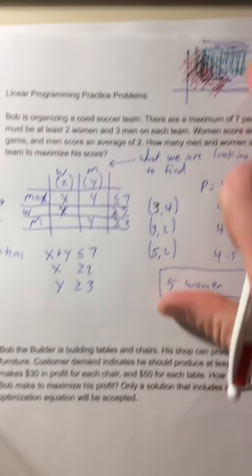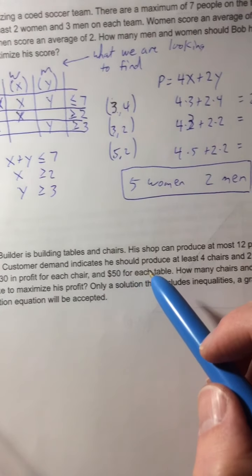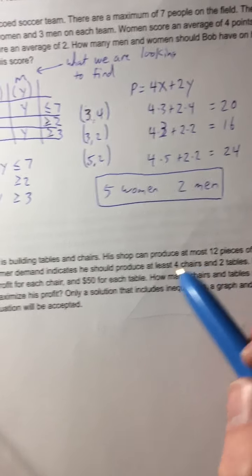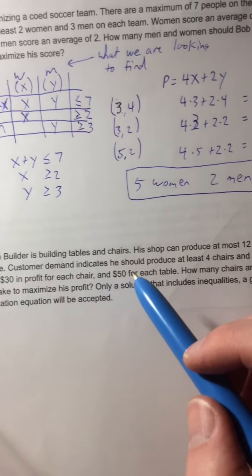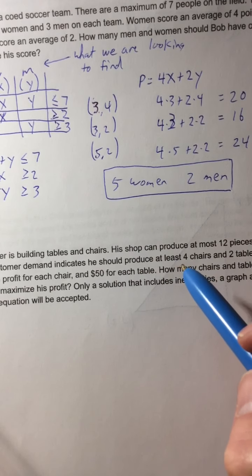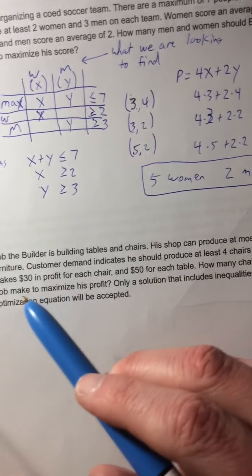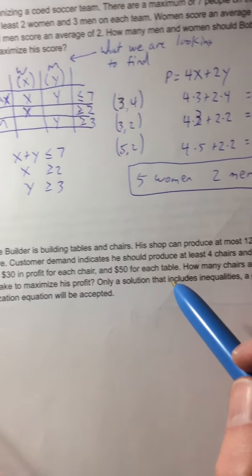It says Bob the builder is building tables and chairs. His shop can produce at most 12 pieces of furniture, so already we see a restriction there. Customer demand indicates that he should produce at least 4 chairs. Another restriction, he can't make as many chairs as he wants, he's got to make at least 4. And 2 tables, same thing there. He makes $30 in profit for each chair, $50 for each table.